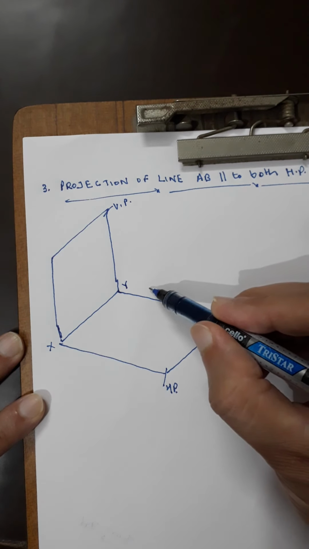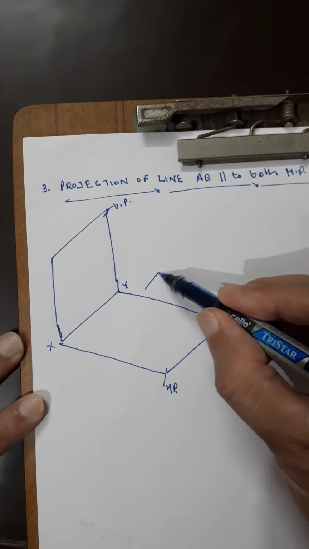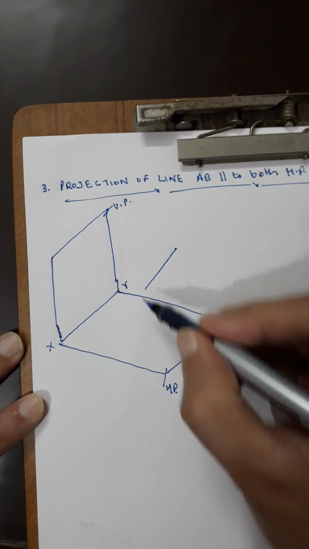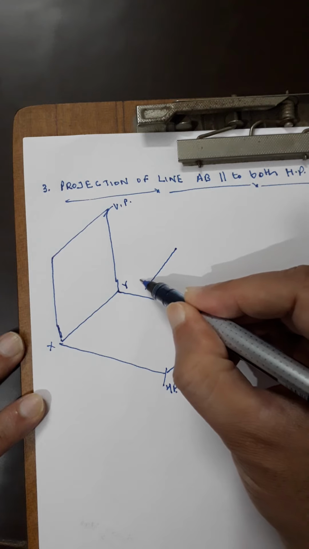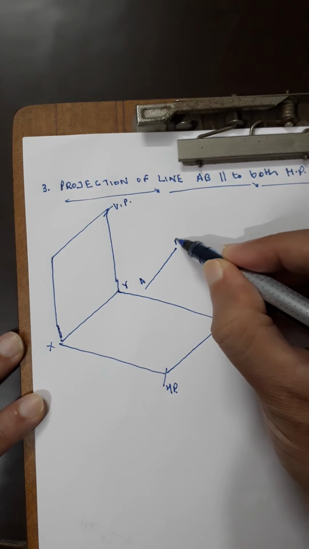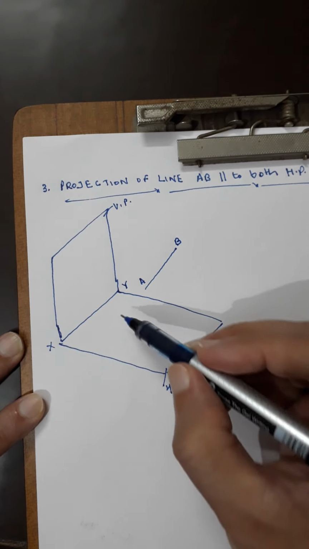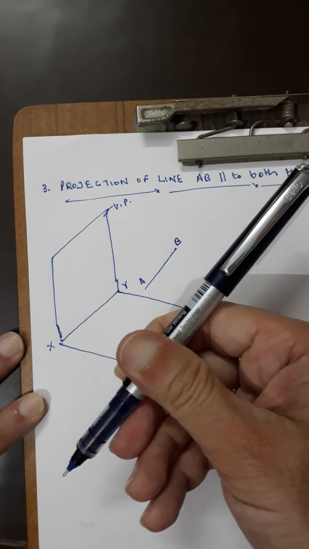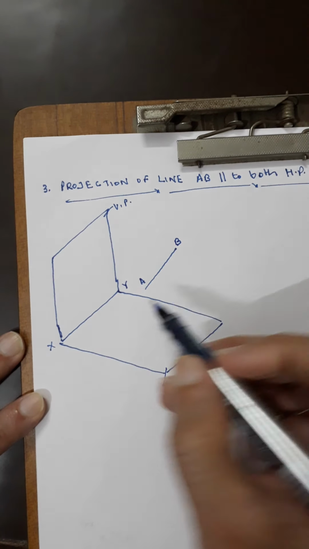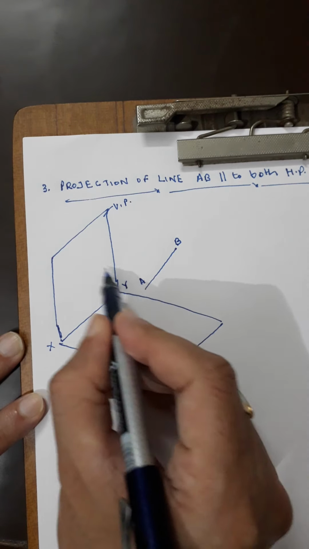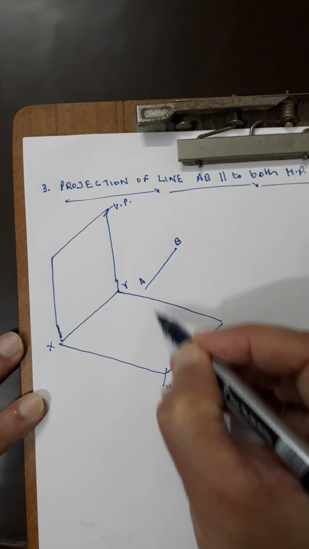It is parallel to both HP and VP. So this is the line, say AB, A and B. This is the actual location. Now this line is like this, so it is parallel to both. From here you can see it is parallel to VP and parallel to HP as well.